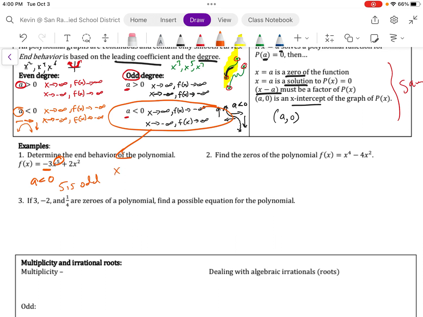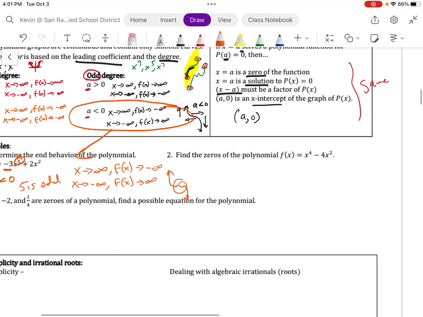We know that as x is getting larger, our graph, our f of x, is going to be getting smaller. And as x goes toward negative infinity, then our y is going to be getting larger. Oops, I made a mistake back here: this should be negative infinity, and that's infinity. So in this case, what's going on in the middle of the graph we don't know, but the end behavior we know.